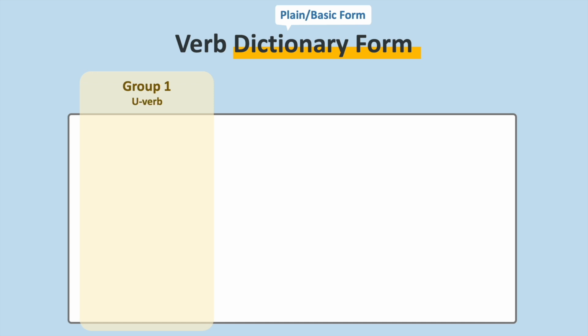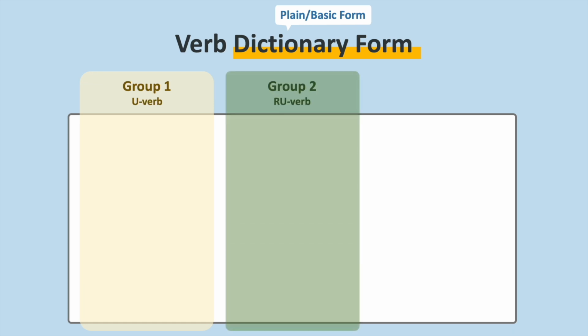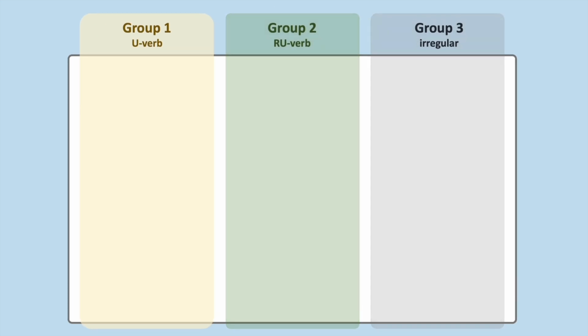Group 1 is called u verb. Group 2 is called ru verb. And group 3 is irregular verb. These verb groups become useful for Japanese language learners when they learn verb conjugations. Let's take a closer look at each group.